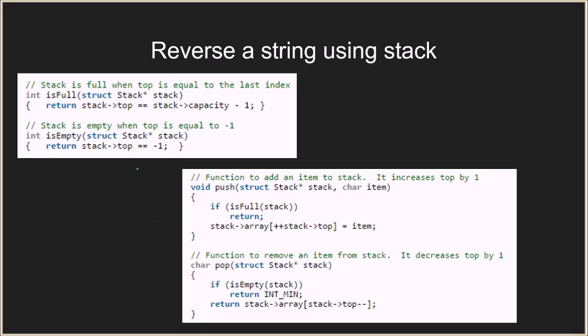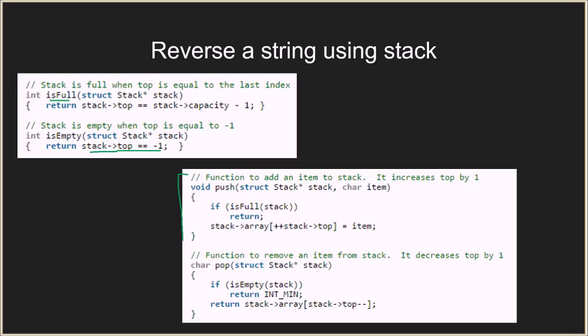Now here we have four utility functions which we are going to use. The first function is isFull. It just checks if the stack is full. To do that, it checks if the top of the stack is equal to the capacity of the stack minus 1. Now isEmpty just checks if the top of the stack is equal to -1. In that case, the stack is empty.